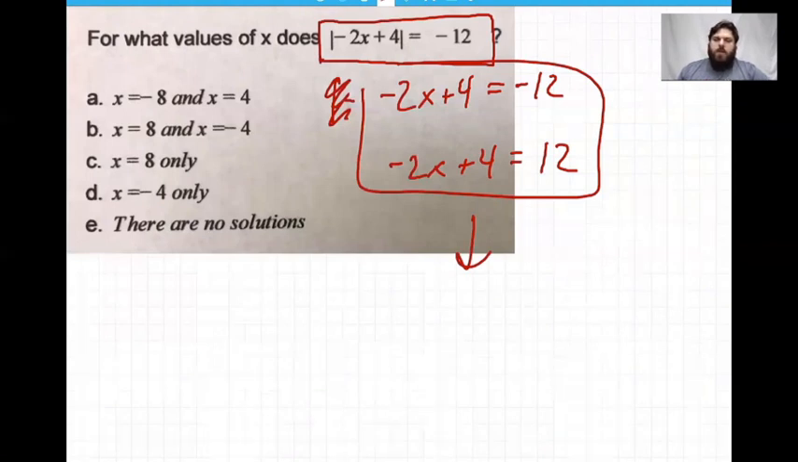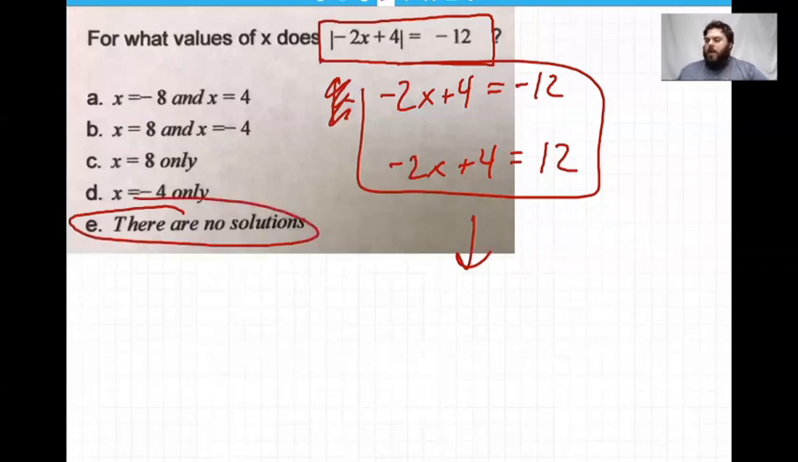So they call those extraneous solutions. They're numbers that look like they might work when you use the formula, but it doesn't actually work in actual practical use. So we're going to say E, there are no solutions. Just watch out for absolute value equaling a negative.